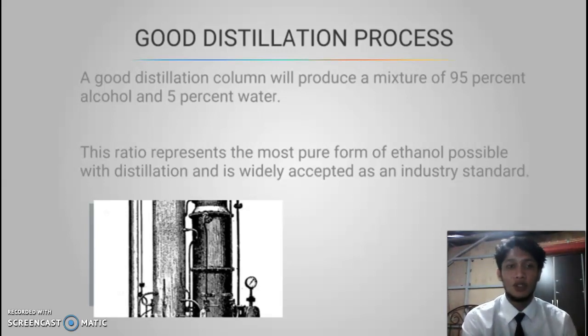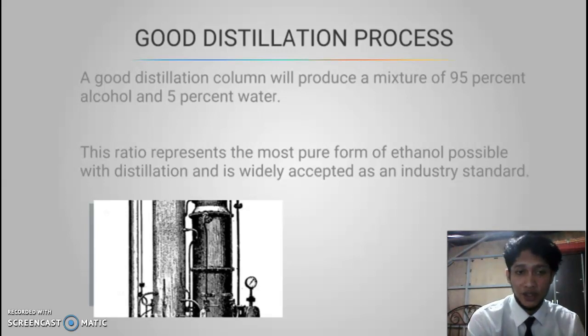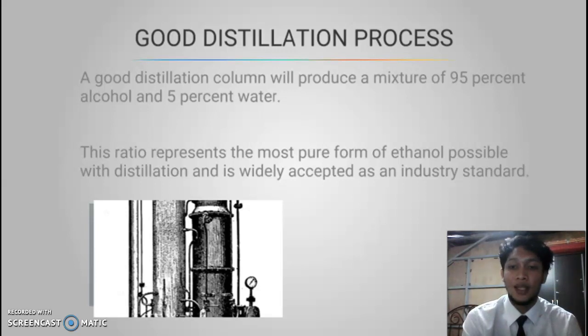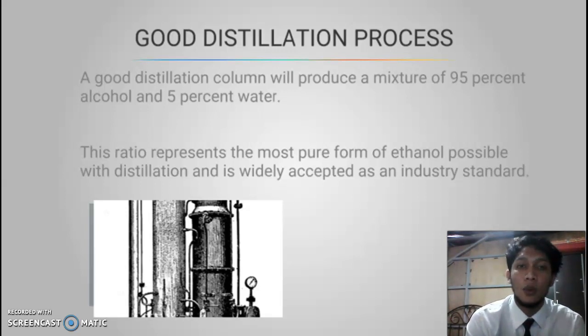A good distillation process will produce a mixture of 95% alcohol and 5% water. This ratio represents the purest ethanol possible by distillation, which is widely accepted as an industrial standard. So this fractional distillation is really important. When we use simple distillation, we cannot get the perfect ratio of alcohol. Fractional distillation gives a big impact because the distillate goes back through the distillation process to make sure there is no water in the distillate.